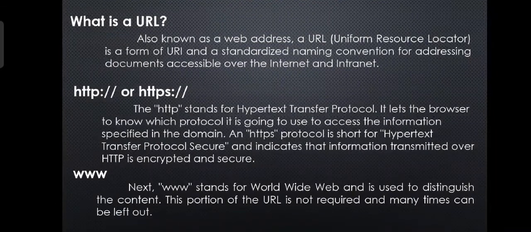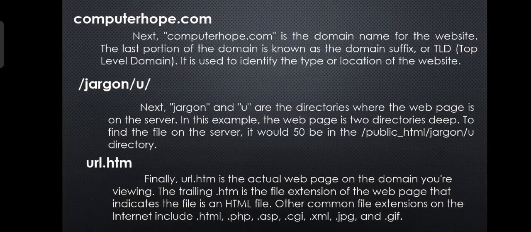The www is used for a site to distinguish a content or sites when you search. ComputerHope.com is the domain name for the website. The last portion of the domain is known as the domain suffix or TLD, top level domain. It is used to identify the type or location of the website. The .com is used so you know the type and location of a site.